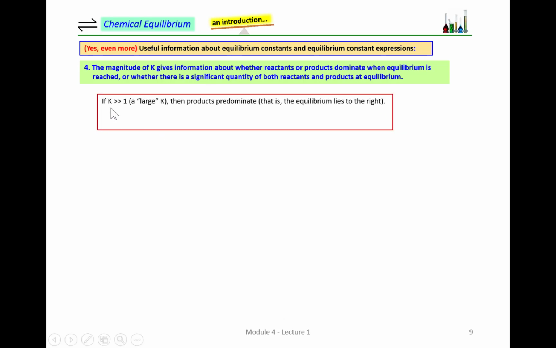How large or small it is gives us some information about that reaction when it reaches equilibrium. If K is much, much greater than 1, meaning it's a big number, we say that's a large K, then products must predominate at equilibrium. That is, the equilibrium lies to the right, or in other words, it favors the right side of the reaction. If K is a very small number, we say a small K, much, much less than 1, then reactants predominate at equilibrium. We'd say the equilibrium lies to the left. In other words, the reaction favors the left side or the reactant side at equilibrium.